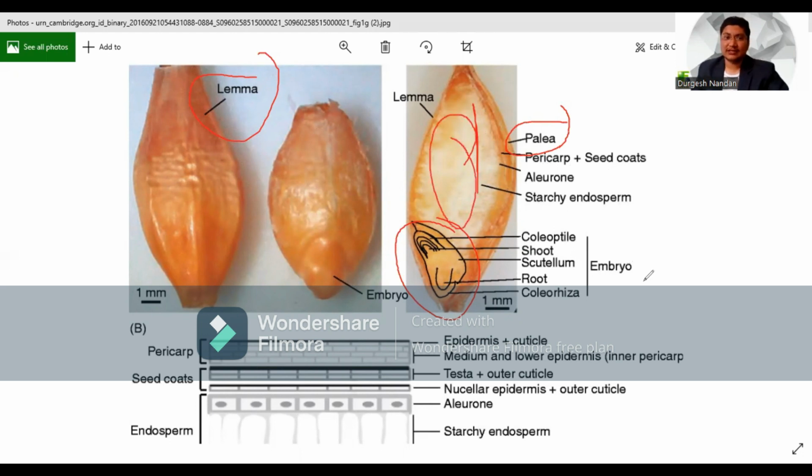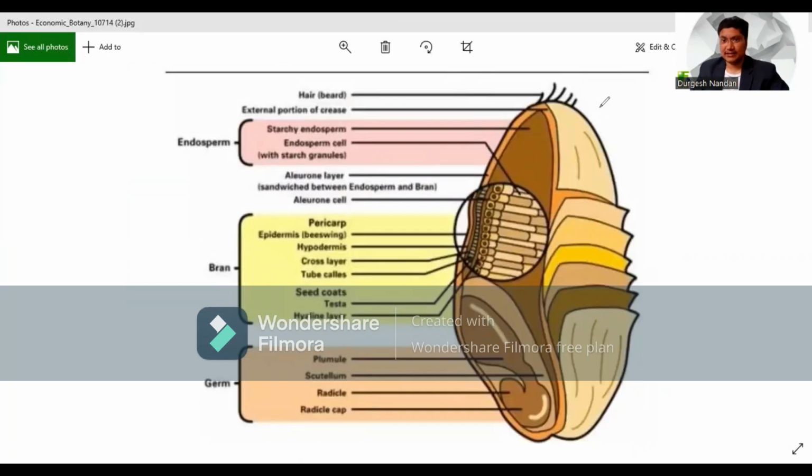To understand this seed biology better, we will move to the next image. In the seed structure given, the first part is known as the seed hairs, the external portion, and below that is the endosperm. In the endosperm are the starchy endosperm cells with starch granules. And after that, the bran. In the bran: pericarp, epidermis, hypodermis, cross layer, tube cells, and the seed coat, testa, and hyaline layer.